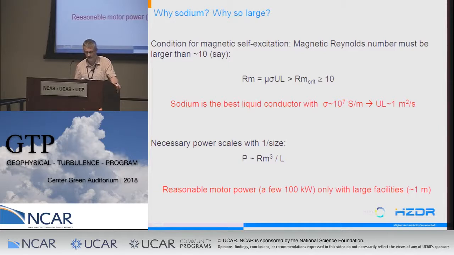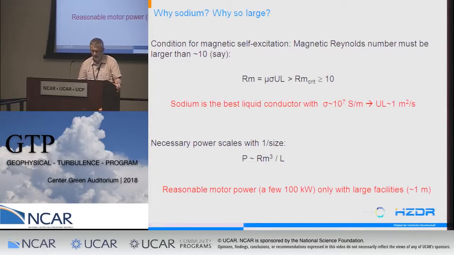And this means in turn that the product of U times L must be in the order of 1 square meter over 1 second. So typically you have a vessel of that size with a velocity of 1 meter per second. This is barely enough to drive a dynamo, and this gives approximately the product of U times L. So of course one might ask, why not make it small and make the velocity high?